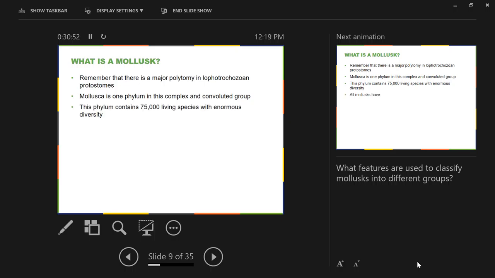This phylum contains about 75,000 living species and about 90 to 100,000 fossil species. Okay? It's a pretty speciose group. Great deal of diversity. And so now we have to start thinking, okay, well, what characteristics do all mollusks have? If you think about a snail and a squid, what characteristics do those two organisms share?